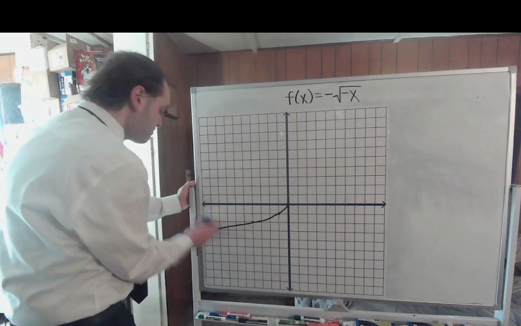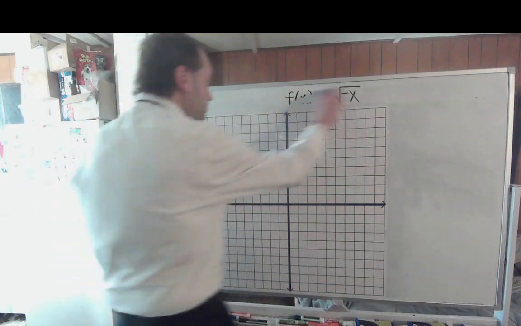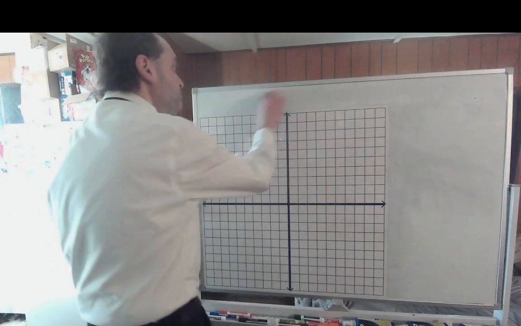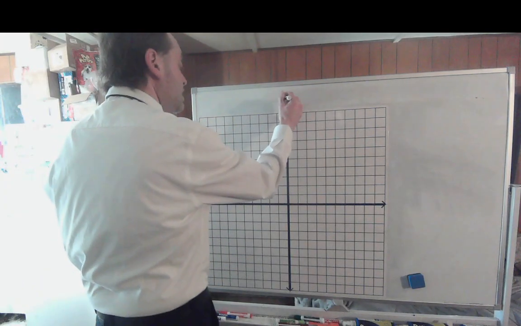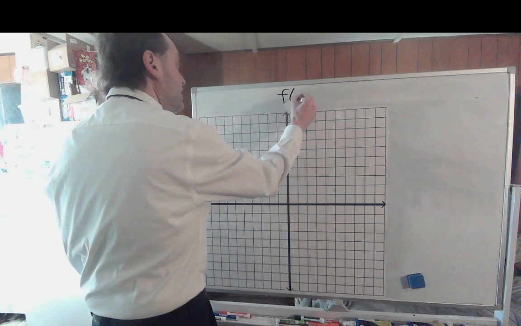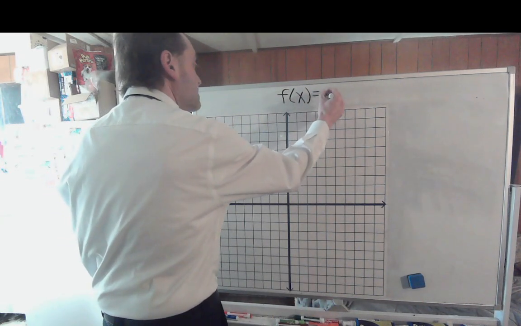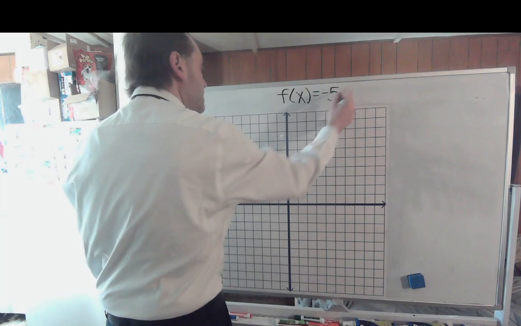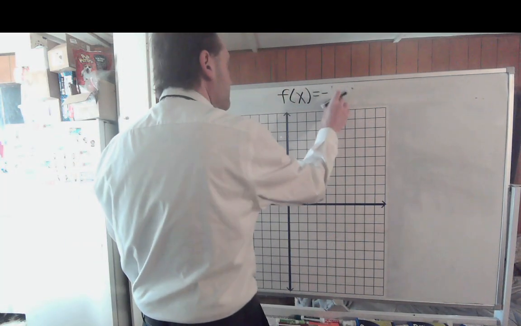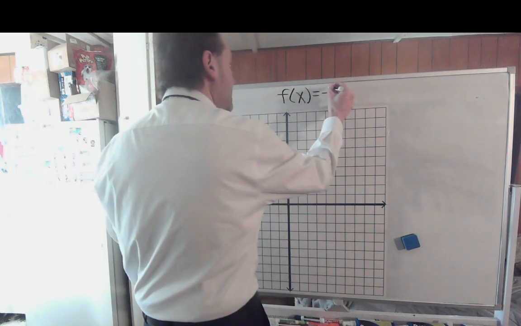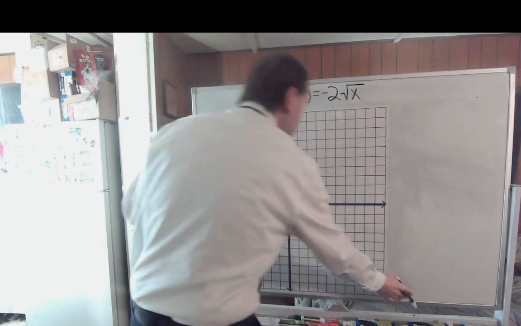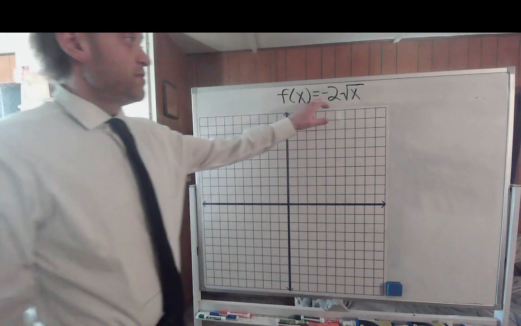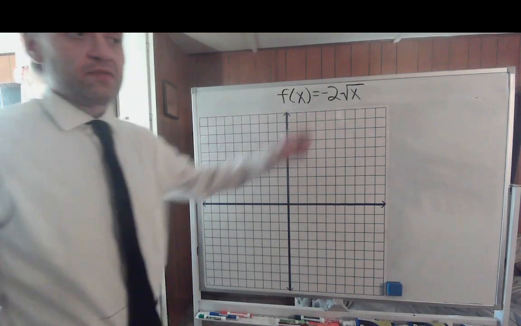Now, let's say I have something like f of x equals negative 5. Now let's not do that because I don't want to run out of space on the graph. f of x equals negative 2 times the square root of x. So now I have a coefficient on that square root of x function.